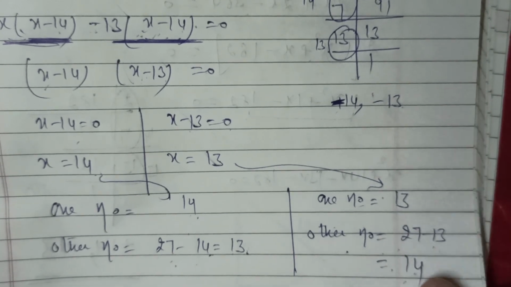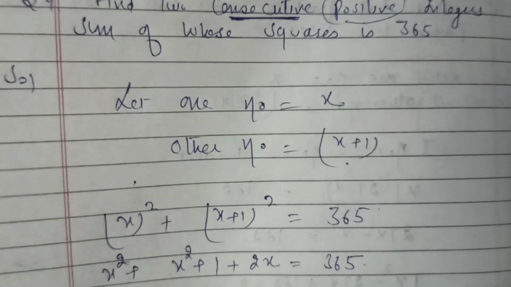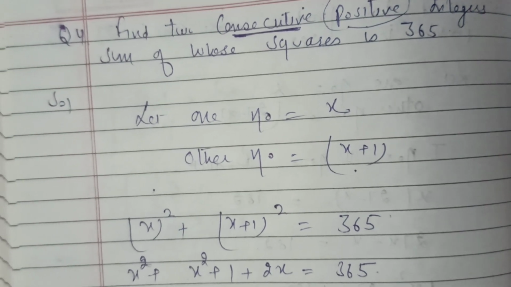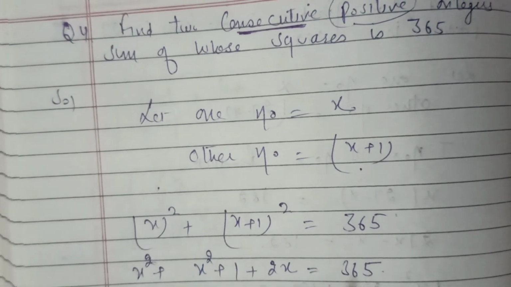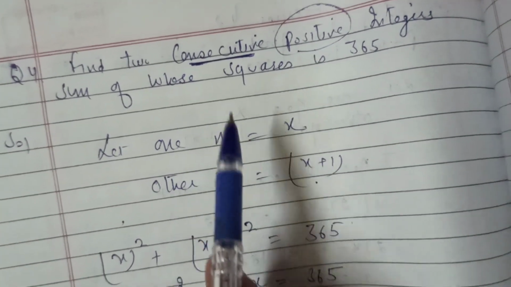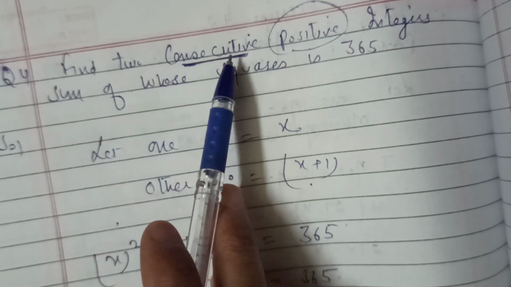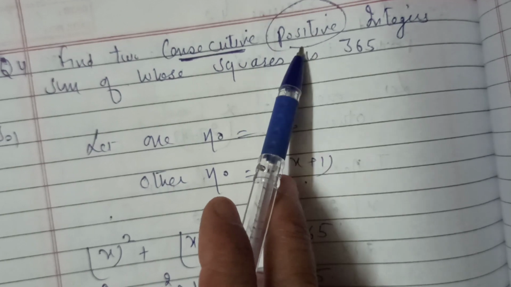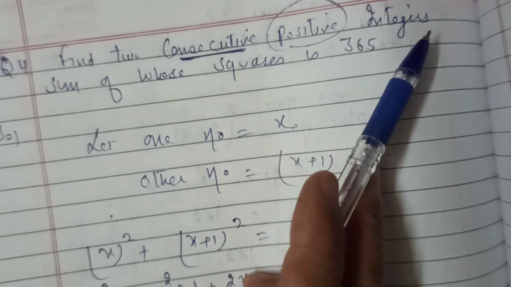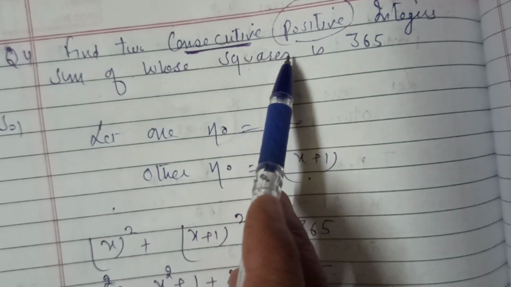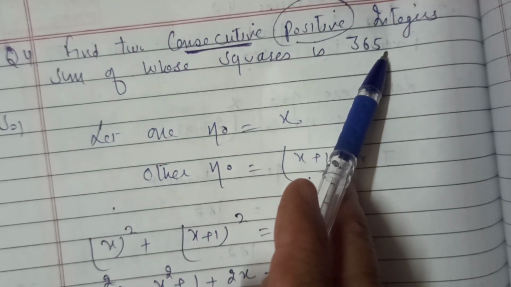Clear, children? Now come to question number 4. Find two consecutive, which means लगातार, which comes in sequence. Okay. Find two consecutive positive, I am stressing this word positive, integers, the sum of whose squares is 365.